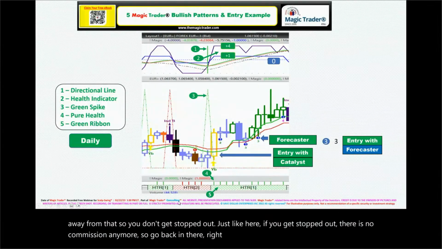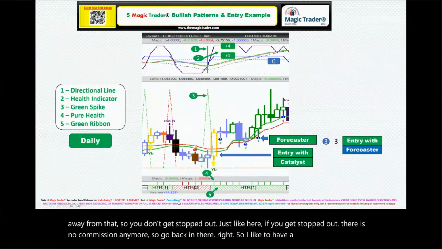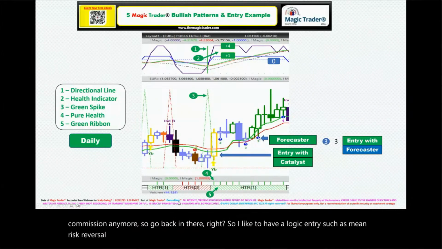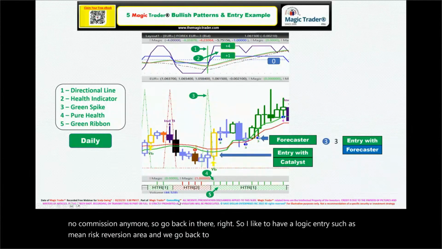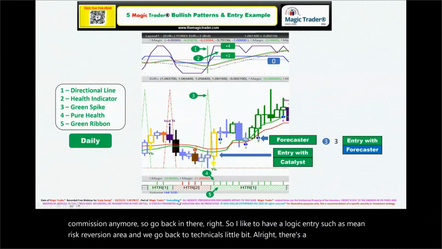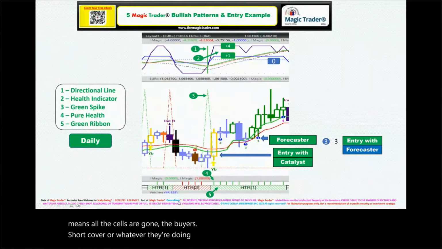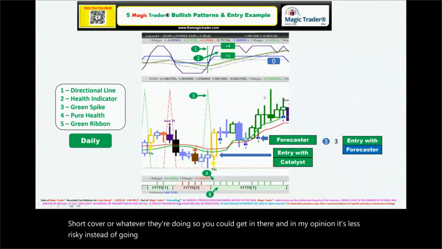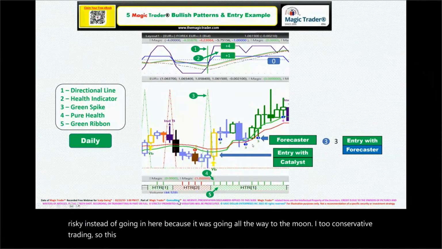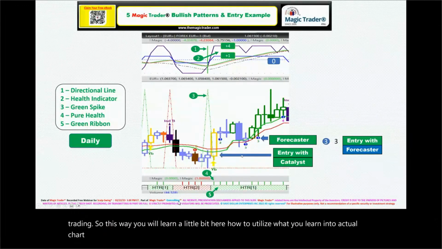So I like to have a logical entry such as the mean risk reversion area, and we go back to technicals a little bit. All right, there is a tail formation. That means all the sellers are gone, the buyers, right, short cover or whatever they're doing. So you could get in there, and in my opinion, it's less risky instead of going in here because it was going all the way to the moon. I do conservative trading. So this way you will learn a little bit here how to utilize what you learned on an actual chart. And I want to give you an idea.